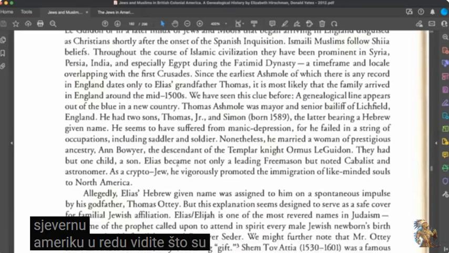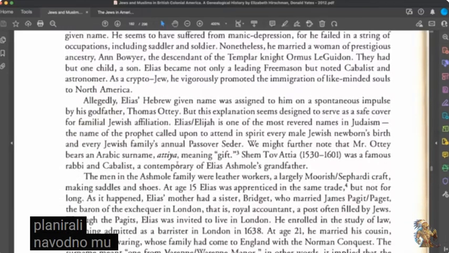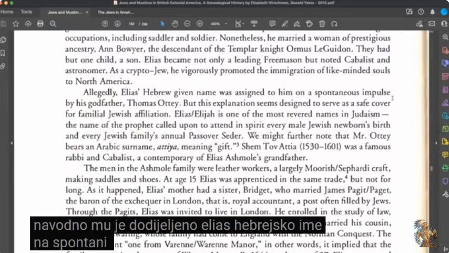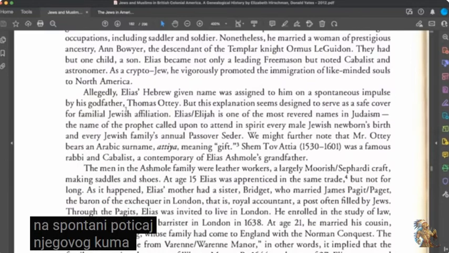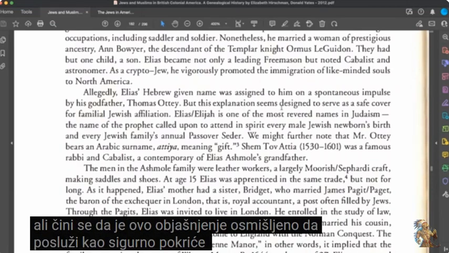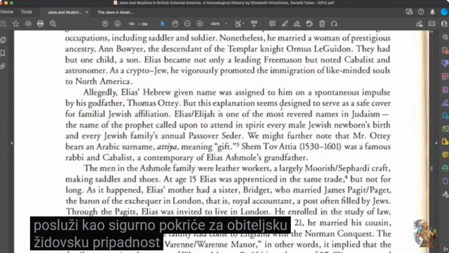All right, you see what they were planning. Allegedly, Elias' Hebrew given name was assigned to him on a spontaneous impulse by his godfather, Thomas Otay. But this explanation seems designed to serve as a safe cover for a familial Jewish affiliation.